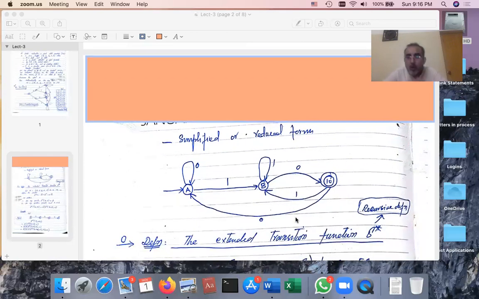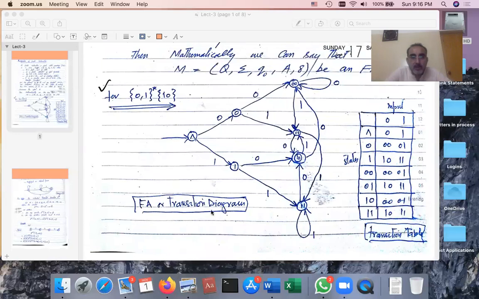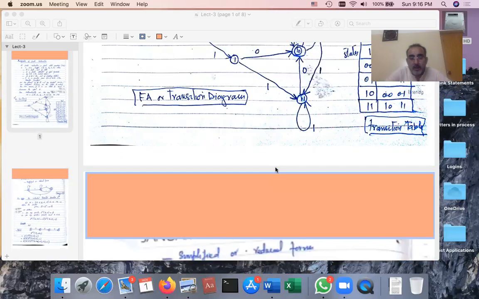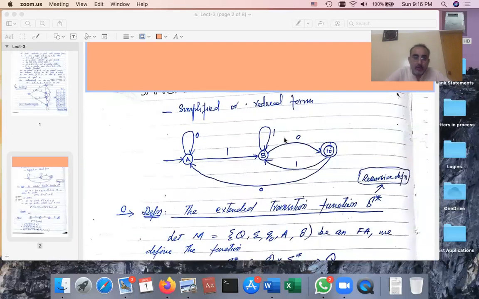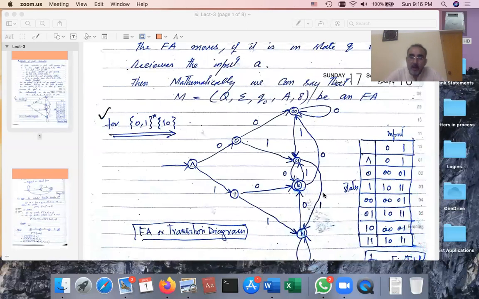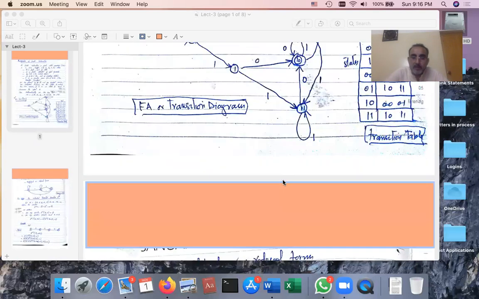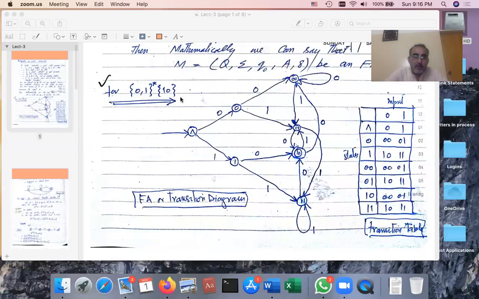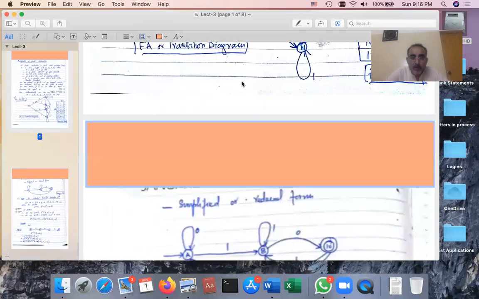You can verify all your strings that I mentioned here when we were studying this FA. You can verify all those strings with this finite automaton. So this FA and this FA are functioning in a similar way. These are the same FA for this regular expression. Okay, move on.